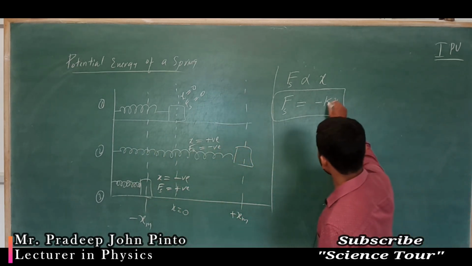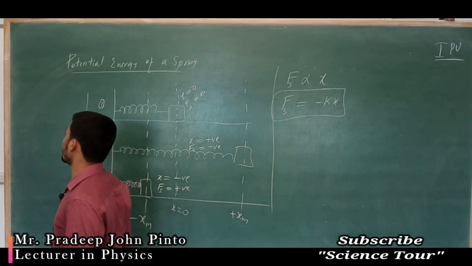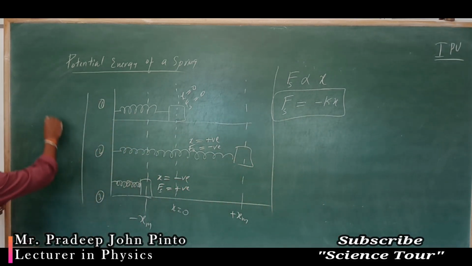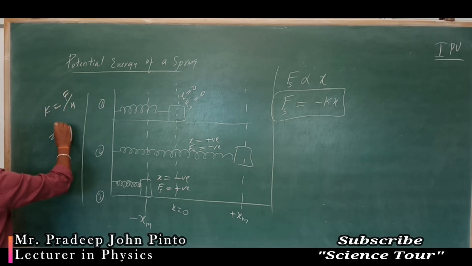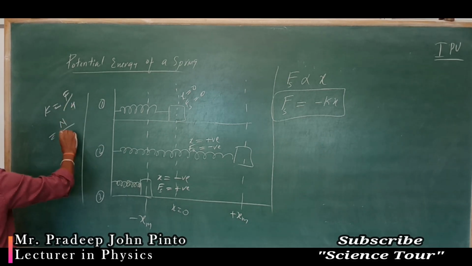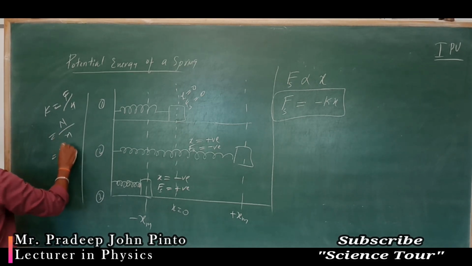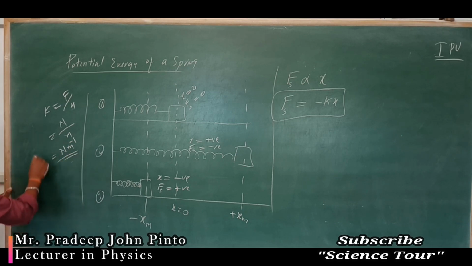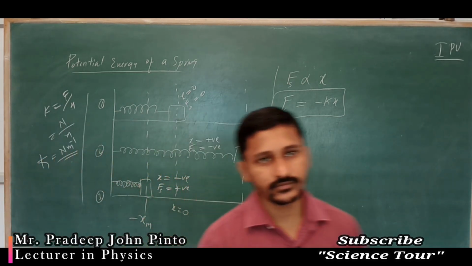First, the SI unit of the spring constant, K. K is equal to F by x. What is the SI unit of force? Newton. What is the SI unit of distance? Meter. So the unit of K is Newton per meter.